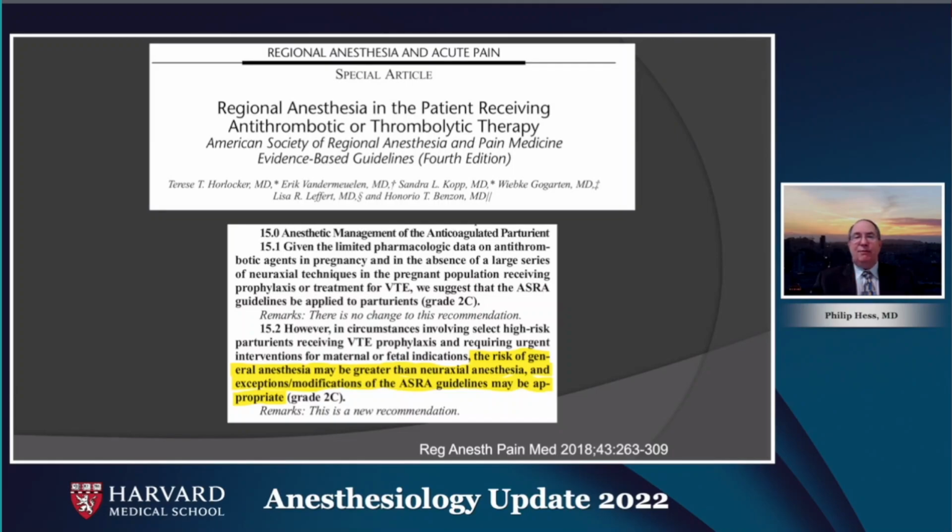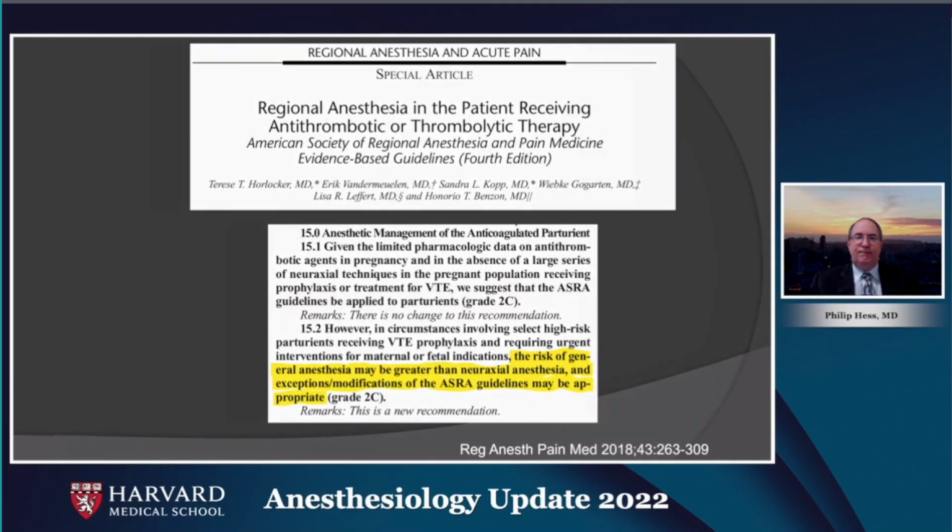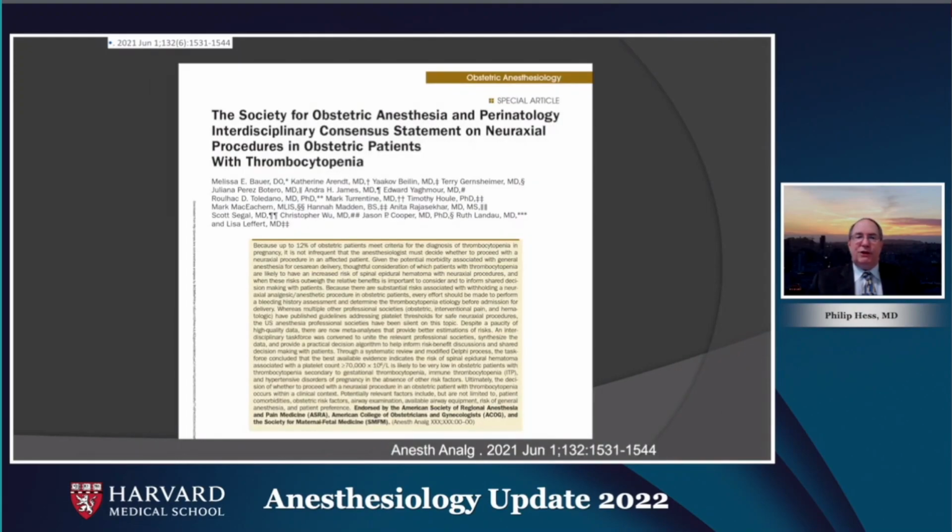And that is the statement which allows us to alter our own local guidelines and local practices for these types of patients. I do want to give a shout out to the Society of Obstetric Anesthesia and Perinatology, which is starting to put their own consensus statements together. And this one on platelet and thrombocytopenia is an excellent review of the literature and practice recommendations. And I hope that this prevents the question, what platelet count will you place an epidural in, at the end of this presentation.